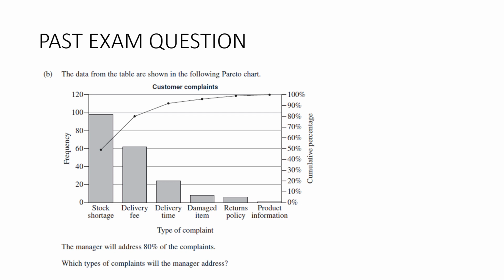That's a pretty easy question. Stock shortage plus delivery fee, together they make 80%. And so that's the answer, and you probably would have got there anyway, but I can see how this question would have confused a lot of students.